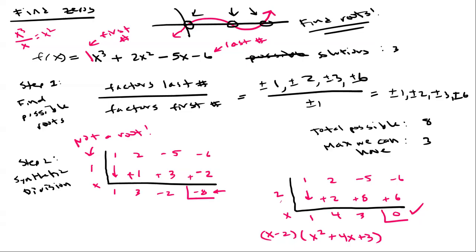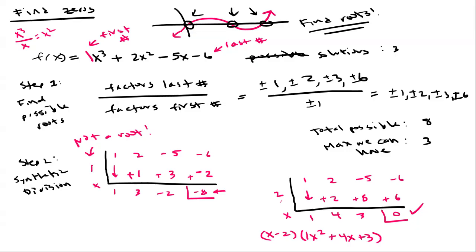All right, so then again, these are your coefficients, right? This is a 1, 4, 3. That's what we have down here. 1, 4, 3. Those are the coefficients of your new polynomial. All right, so we know how to factor this, right? This is just an x squared plus 4x plus 3, okay?